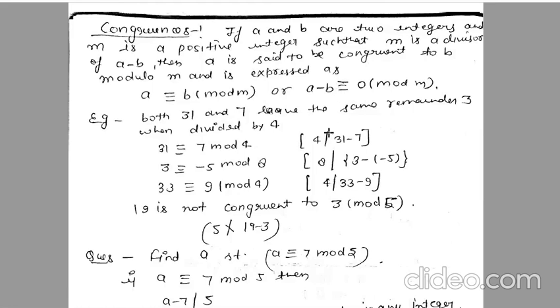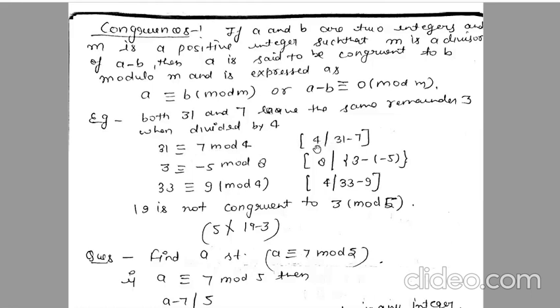Then an example here: both 31 and 7 leave the same remainder 3 when divided by 4. So 4 divides 31, the remainder is 3. 4 divides 7, the remainder is also 3. So we can write both numbers: a is equal to 31, b is equal to 7, and our m is a positive integer, which is 4. So 31 is congruent to 7 modulo 4.